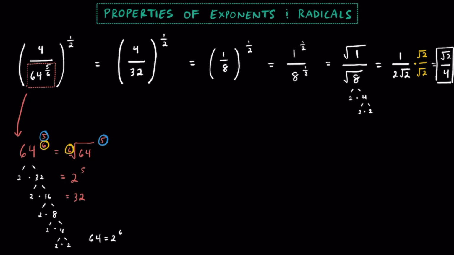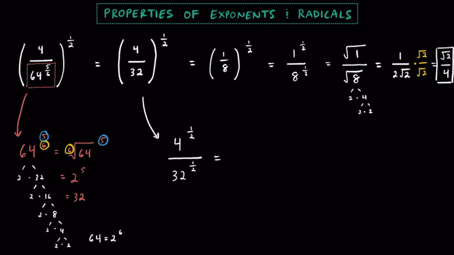Now, if you wanted to think about it a different way, so some people prefer to maybe not simplify the 4 over 32 right away, and that's perfectly okay. What you can do is just split it up so we have 4 to the 1/2 power on top. And then on the bottom, you can say that's going to be 32 to the 1/2 power. So you can just give that 1/2 to both the numerator and denominator right away.